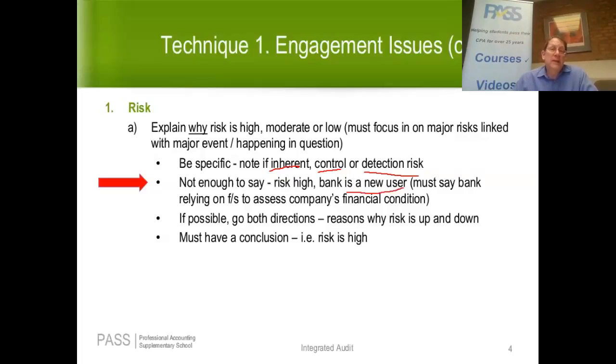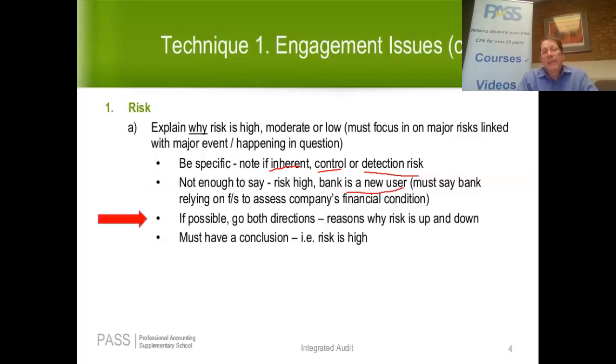Risk is higher because the bank is relying on the financial statements, and maybe we're going to violate covenants, or maybe there's a bias to make the statements look better for the bank. It could be any one of those reasons. That's why risk is increasing. You must explain why it's going up or down.